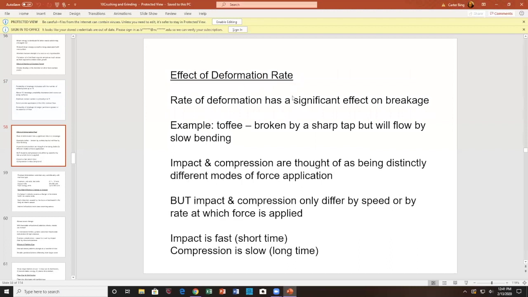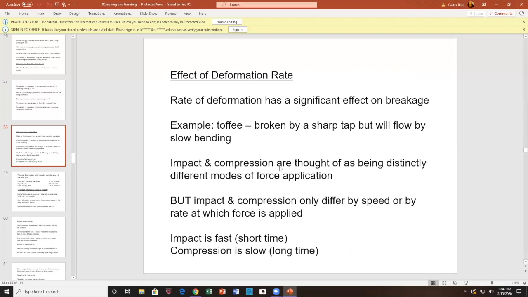Rate of deformation, well, it matters, okay? An example would be you have a bar of toffee or saltwater taffy or whatever. You hit it, you can break it with a hard, fast, sharp tap, and it breaks. However, you can turn around and slowly bend it. So your rate of deformation can have a significant effect on breakage.